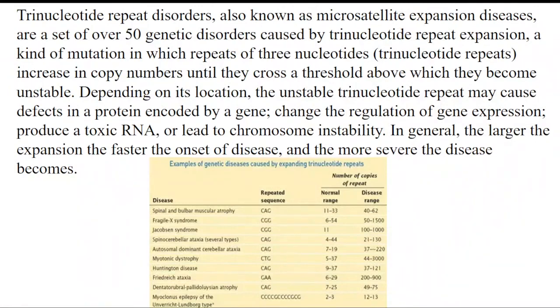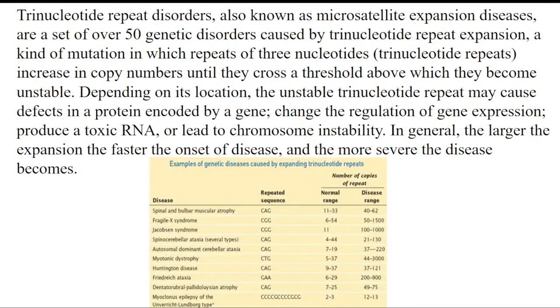Now students, we tell about trinucleotide repeat disorders, also known as microsatellite expansion diseases. These are a set of over 50 genetic disorders caused by trinucleotide repeat expansion, a kind of mutation in which repeats of three nucleotides increase in copy numbers until they cross a threshold above which they become unstable.